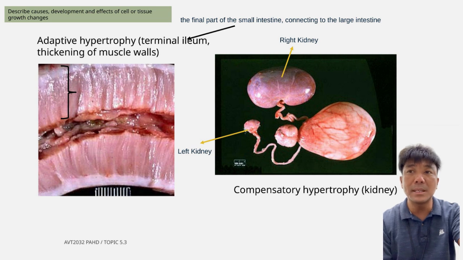Adaptive hypertrophy in the terminal ileum involves thickening of muscle walls, enhancing functional capacity. Compensatory hypertrophy occurs in the kidney when one is removed, leading to enlargement of the remaining kidney to maintain function. These adaptations illustrate how tissues respond to increased demands or loss, ensuring continued organ performance.